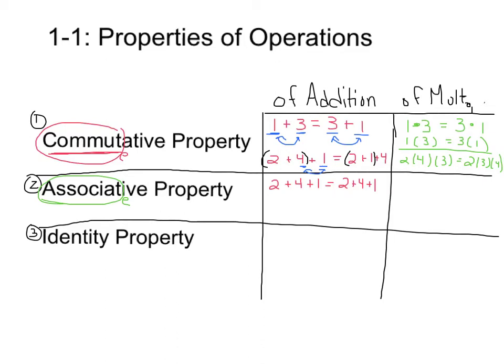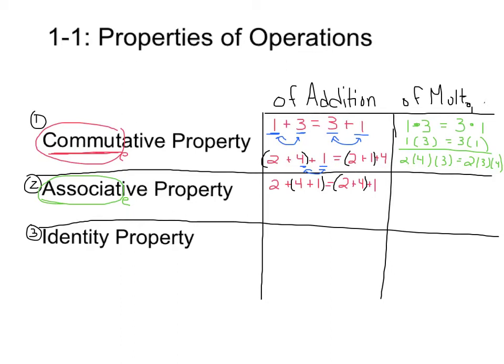So here, I might put the 4 plus 1 in parentheses, saying you need to do that first, as opposed to over here, where I might group the 2 and the 4 together. The numbers themselves do not change places, but where the parentheses are does.